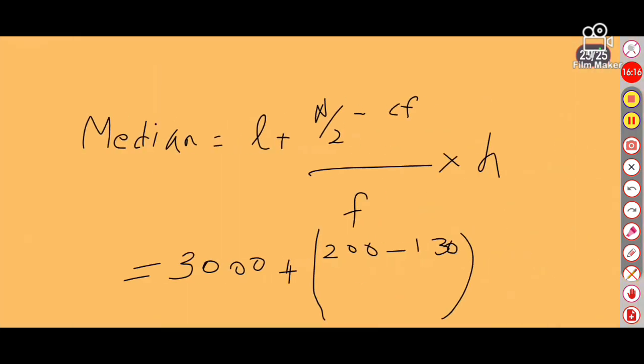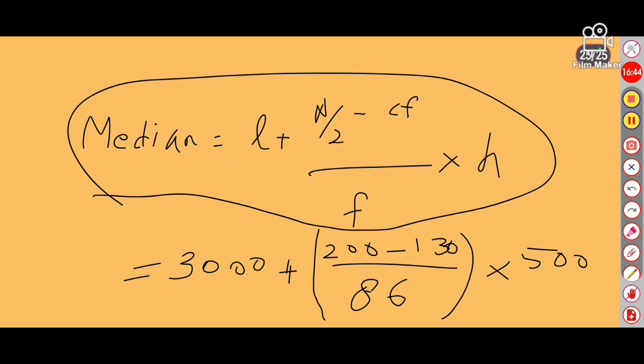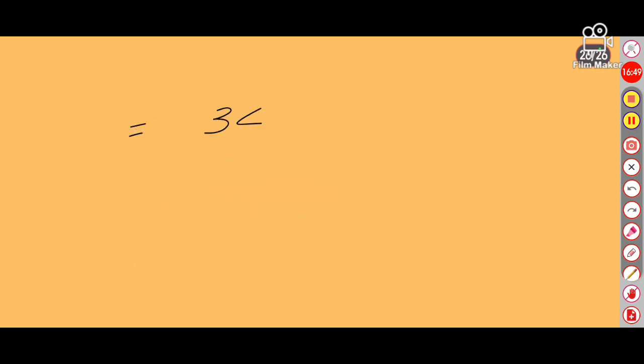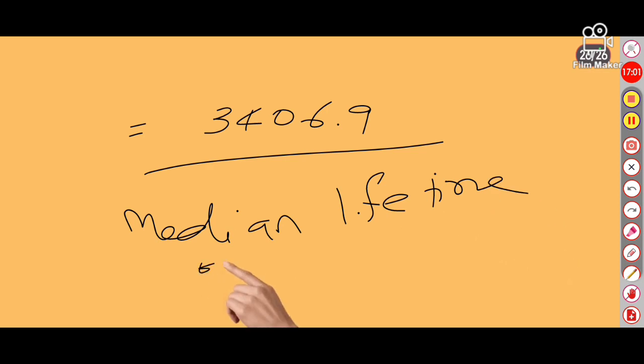divided by F, into H, which is nothing but the class size, the difference between 1500 to 2000 and 2000 to 2500, that is 500. The F value for the median class 3000 to 3500 is the number of lamps, 86. So this is the formula to calculate the median value. When you solve this, you get 3406.9. So this is the median lifetime of the lamp asked in the question, 3406.9 hours, because it's a lifetime.